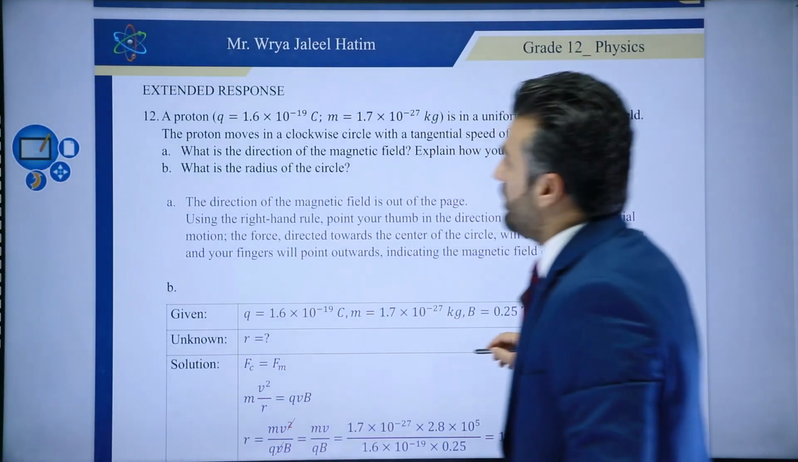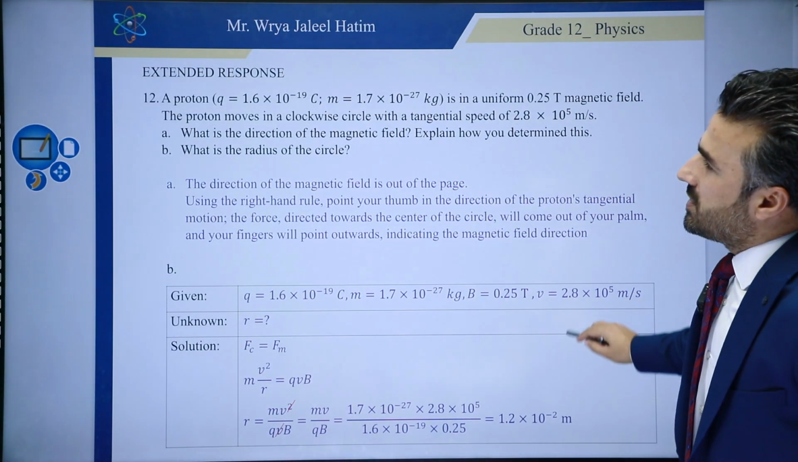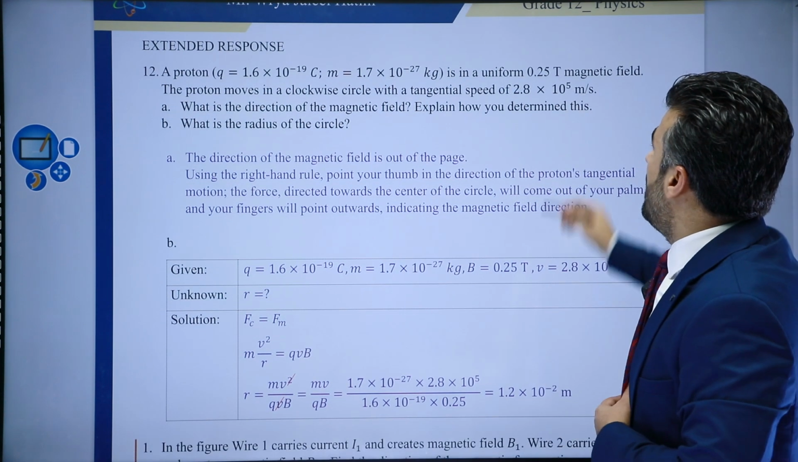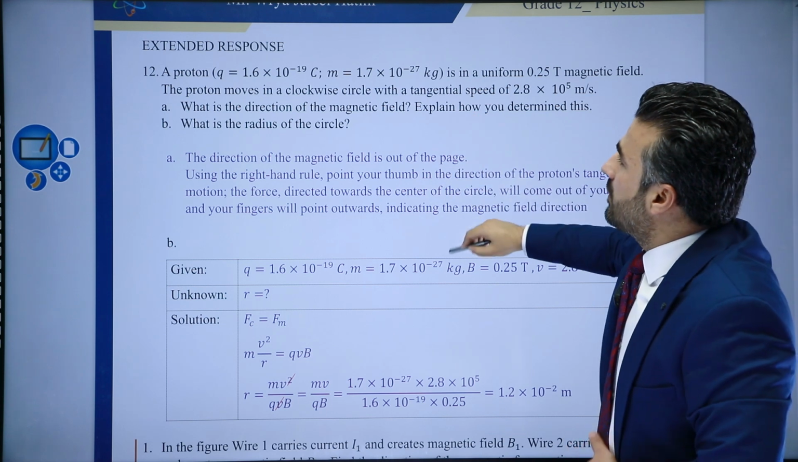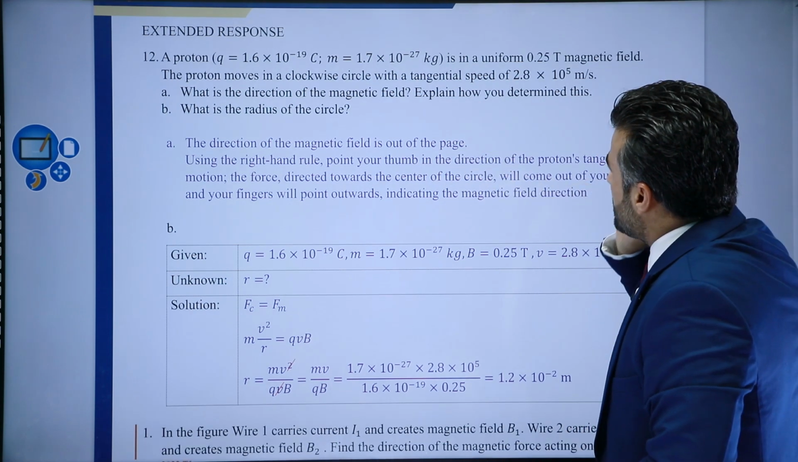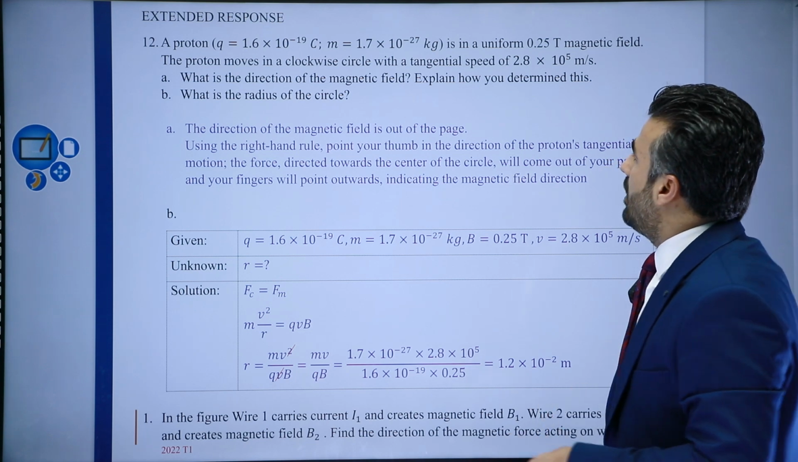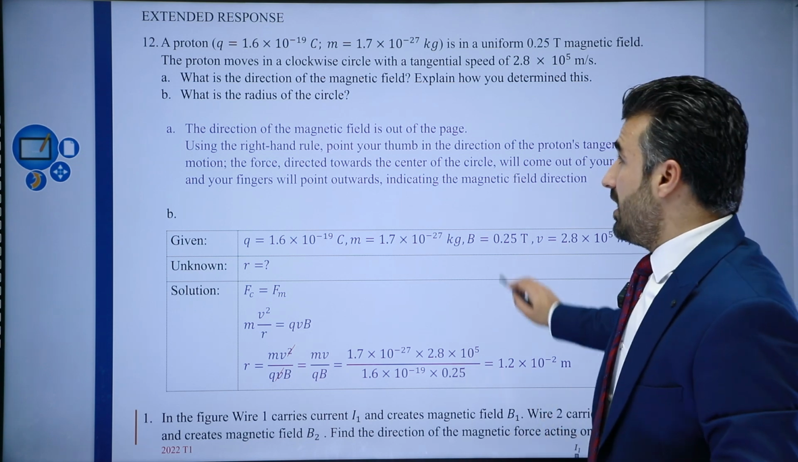Now for this one, it says short response questions. Here we have the charge of a proton, the mass of a proton, and a magnetic field. The proton moves in a clockwise circle with a tangential speed of this much. What is the direction of the magnetic field? Explain how you could determine this as well.